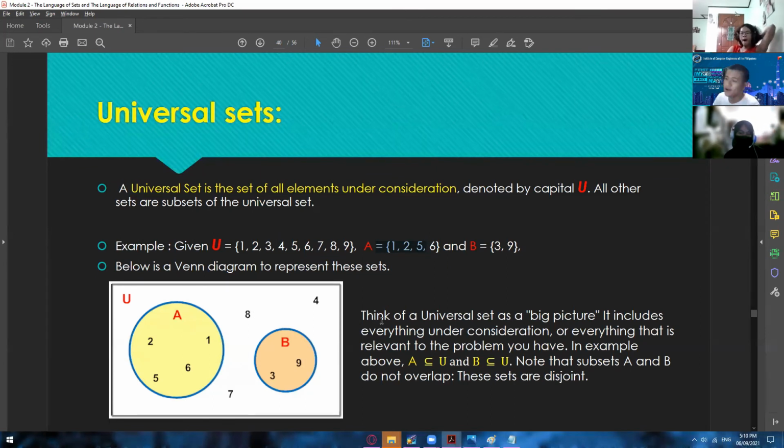So think of a universal set as a big picture. It includes everything under consideration, depending on the elements being mentioned, or everything that is relevant to the problem you have. In the example on the left side, A is a subset of U, and B is a subset of U also. Note that subsets A and B do not overlap, so these sets are disjoint.